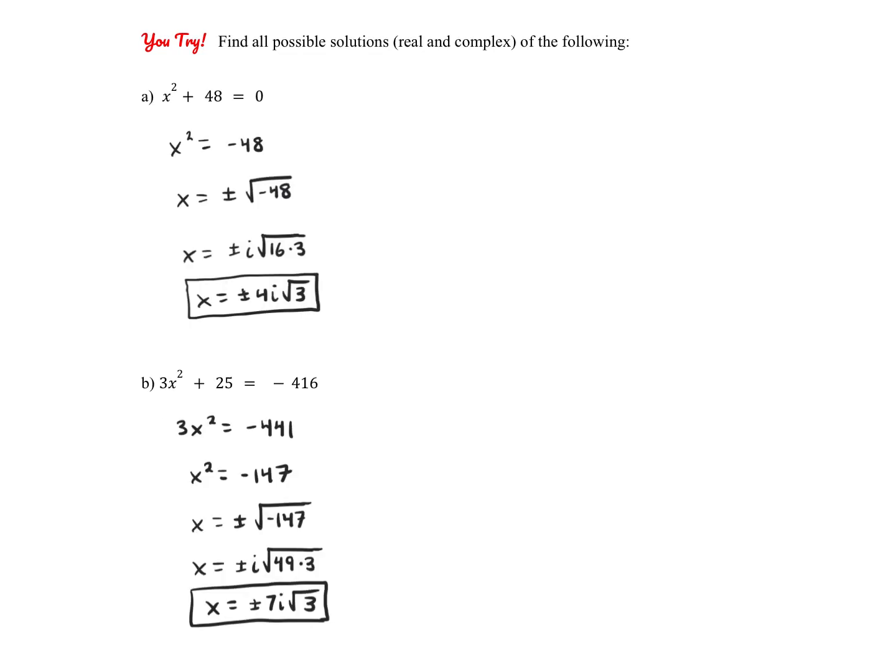All right, go ahead and check your work here. Make sure your answers are fully simplified, and please make sure you have those plus or minuses out front. Again, whenever we are the ones initiating the square root of both sides, it has to come with that plus or minus.